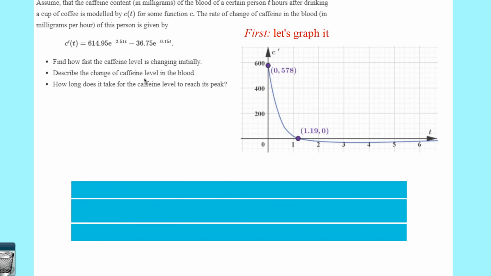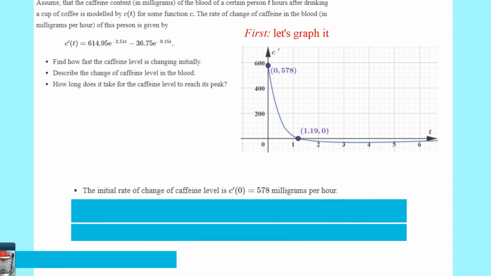Alright, so we want to describe how fast the caffeine level is changing initially. So that means when t is 0, because that's time. So at 0, the y value is 578. So that means the slope is 578, so we can write it this way. The initial rate of change of caffeine level is c prime of 0 equals 578. So 578 milligrams per hour.